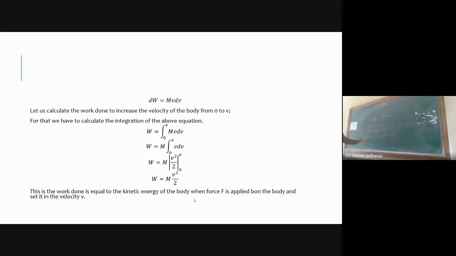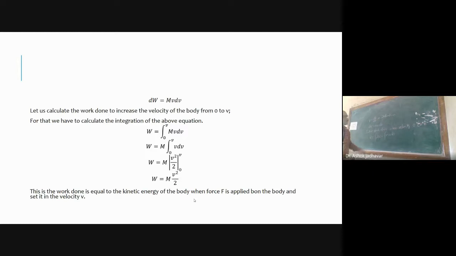So now we can integrate this equation. Before integrating this equation, we want the total work done when the velocity of the body changes from 0 to some specific velocity v.